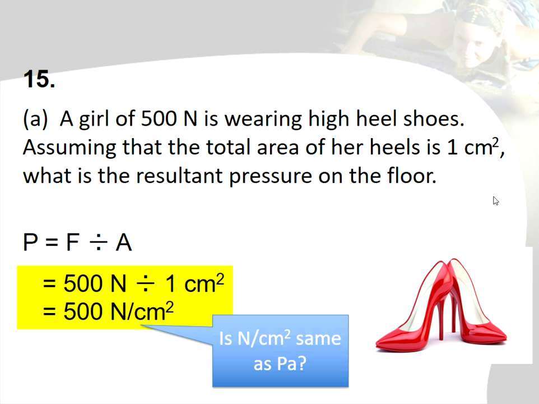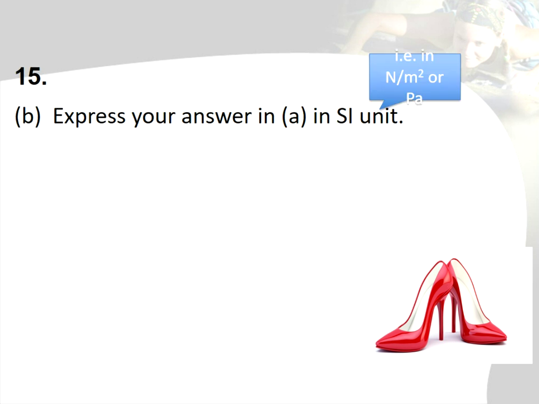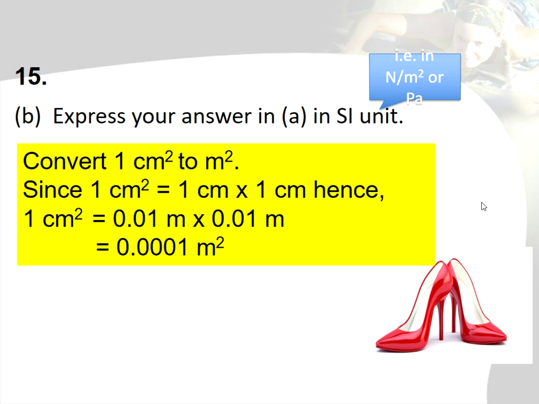Yes, I have. Okay, so let us convert in SI unit. So this will be in terms of Newton per square meter or in Pascals. So we start by converting 1 square centimeter to square meter first. Because eventually I want square meter, right? So from 1 square centimeter, it is actually 1 cm times 1 cm. So 1 square centimeter is actually 0.01 meters times 0.01 meters. You get 0.0001 square meters. Can? Okay so far?